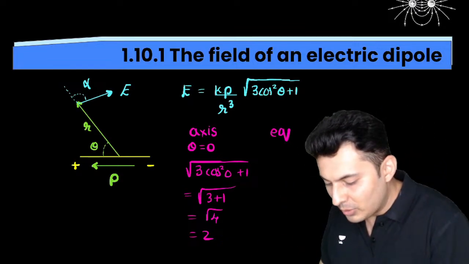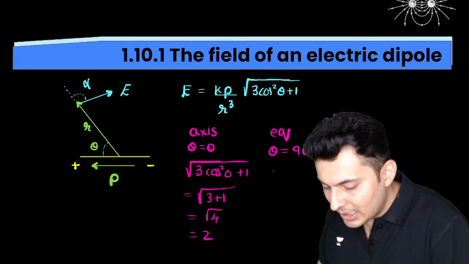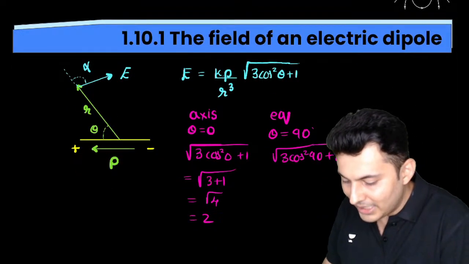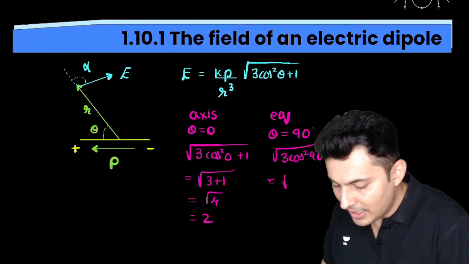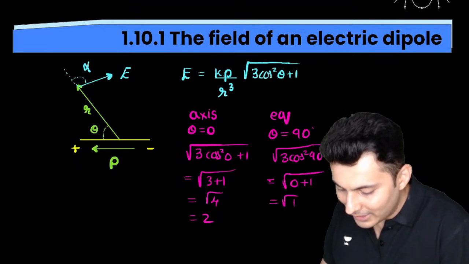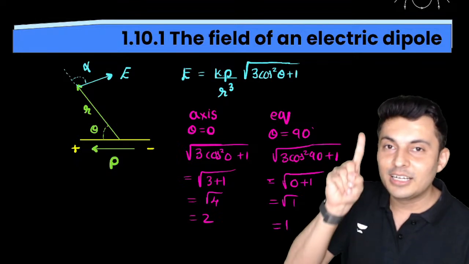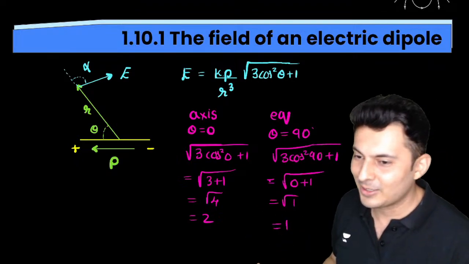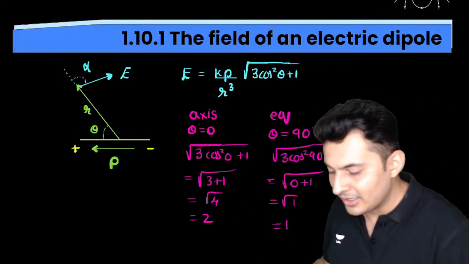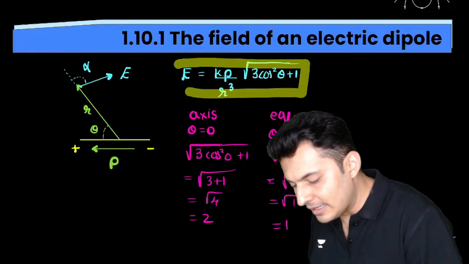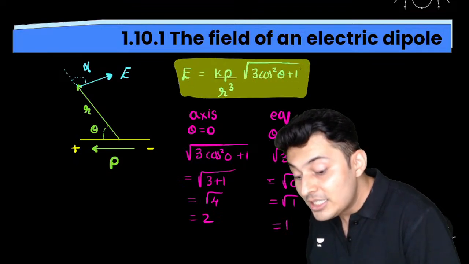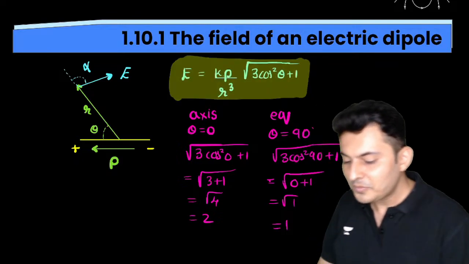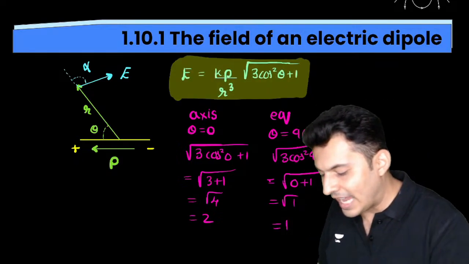But if you put equatorial position, theta will become 90 degree. I know cos of 90 is basically nothing but 0. So this will just become 0 plus 1, which is root of 1, which is 1. It makes sense. On the equator, it is 1 time Kp by R cube. On axis, it is 2 times Kp by R cube. Wow. This is a God formula. So I feel that one must definitely remember this, because this is more general. God formula this is. Awesome formula this is. Not just that, I will also give you the formula for tan alpha, guys.